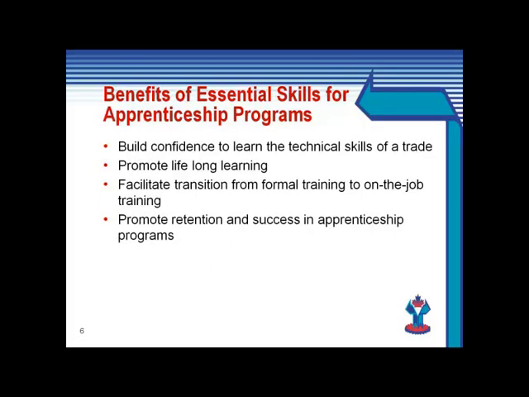Having strong essential skills such as reading, writing, document use, and thinking can help apprentices succeed in their training and in the workplace. Investments in essential skills can benefit apprentices by building confidence to learn the technical skills of a trade, promoting lifelong learning, facilitating transition from formal training to on-the-job training, promoting retention and success in apprenticeship programs.